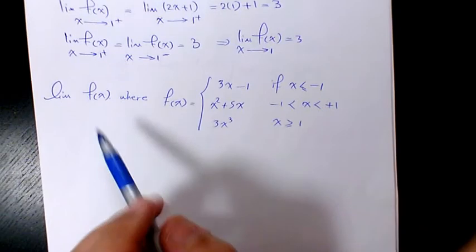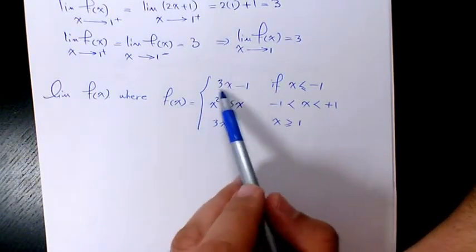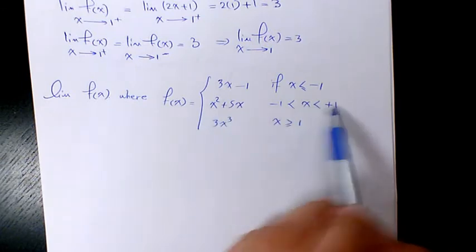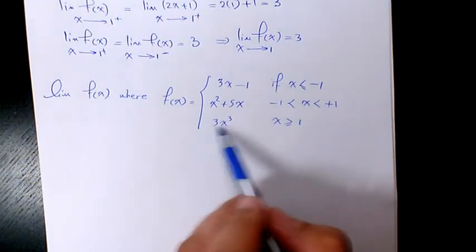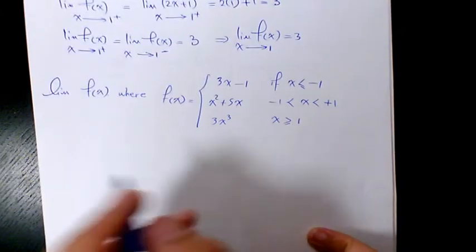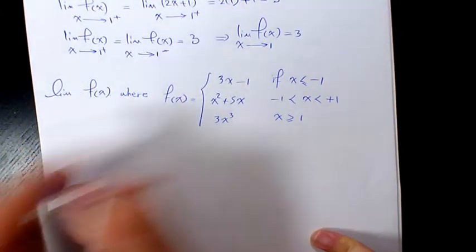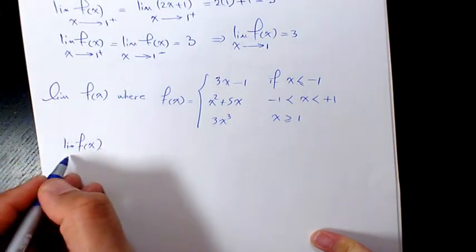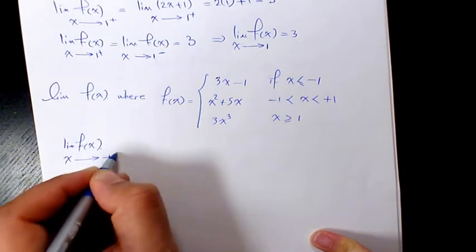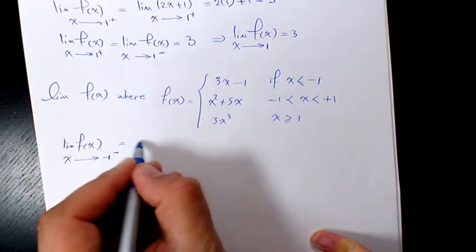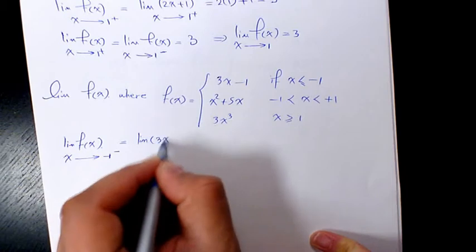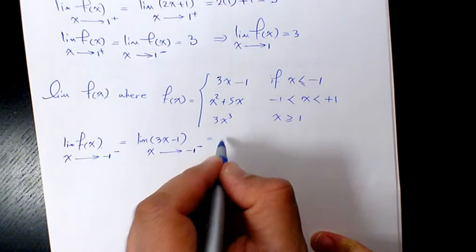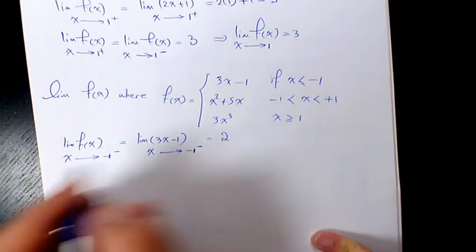Next example, the limit of f of x where f of x is 3x minus 1 when x is less than -1, x squared plus 5x when x is between -1 and +1, and 3x cubed when x is greater than 1. Since it didn't specify, we need to consider both. The limit of f of x when x is approaching -1 minus is going to be the limit of 3x minus 1. That's going to be 3 times -1 minus 1, which is -4.